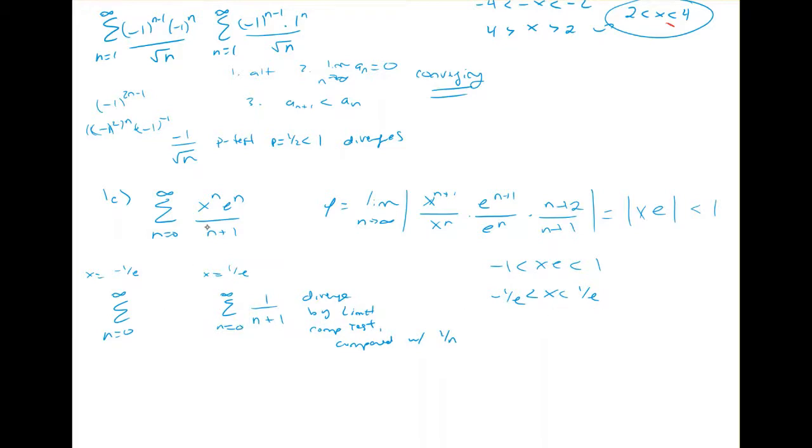So now we're going to come in and test negative 1 over e. Well, if you put a negative 1 over e, you're going to get negative 1 over e times e. That's negative 1. So you're going to get negative 1 to the n over n plus 1.